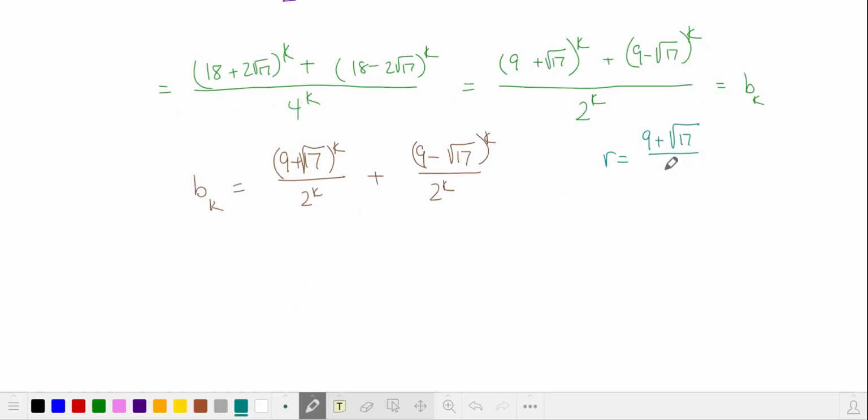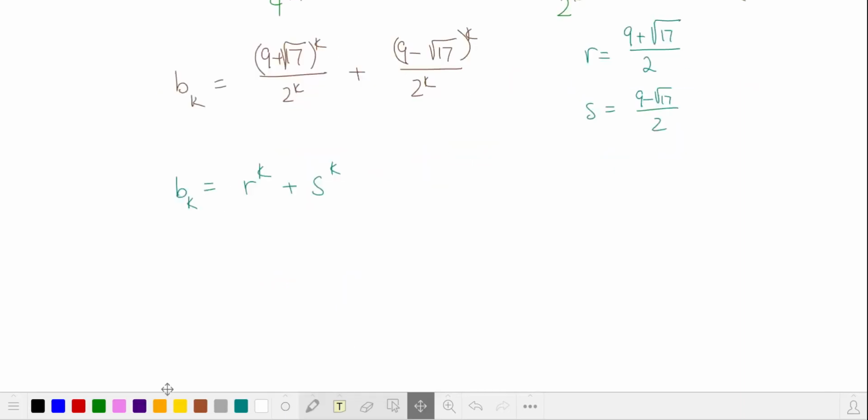Let's let r be (9 plus root 17) over 2, and s will be the other fraction that we're raising to the kth power. This simplifies our expression to the sum of the kth powers of r and s. Let's see if we can express these terms, b sub k's, in terms of previous terms in the sequence. If we look at b sub k plus 1, we see that we're multiplying r to the k times r and s to the kth power times s.